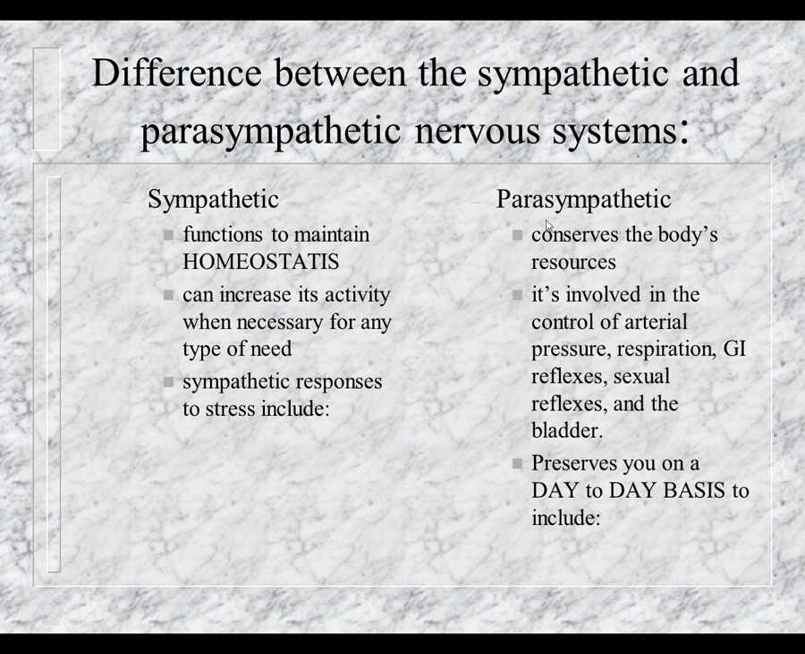The parasympathetic, on the other hand, conserves your body's resources. They're involved in the control of pressure, respirations, your GI reflexes, sexual reflexes, the bladder, your day-to-day things that preserve you. So that would be things like feeding activities, breathing, elimination, circulation.